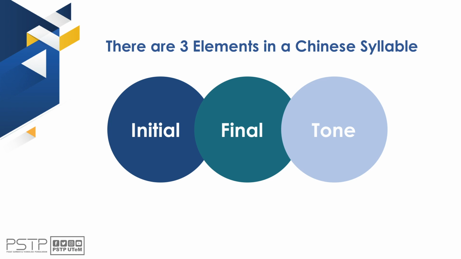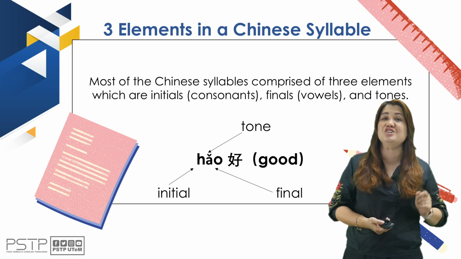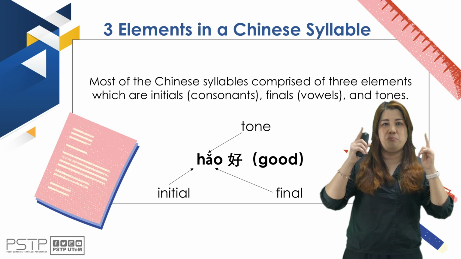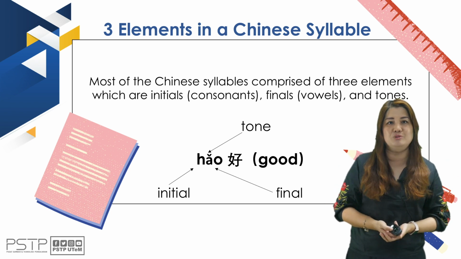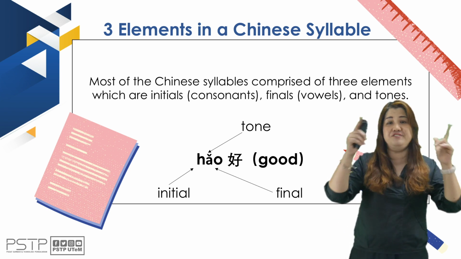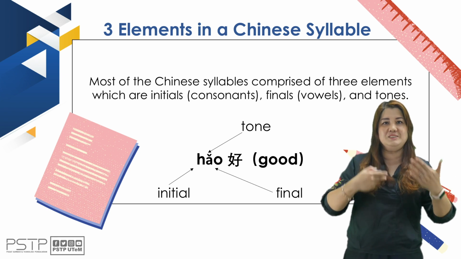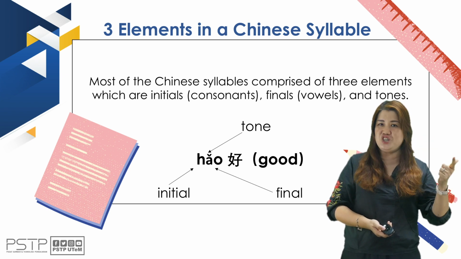So there are three elements in Chinese syllables, which are initial, finals, and tones. I will try to explain these three elements using a very simple example. For example, 好. H is the initial. The small little V on top of the A is the tone, and the AO is the final. Most Chinese syllables have these three elements. So I repeat, these three elements are tone, initial, and final.